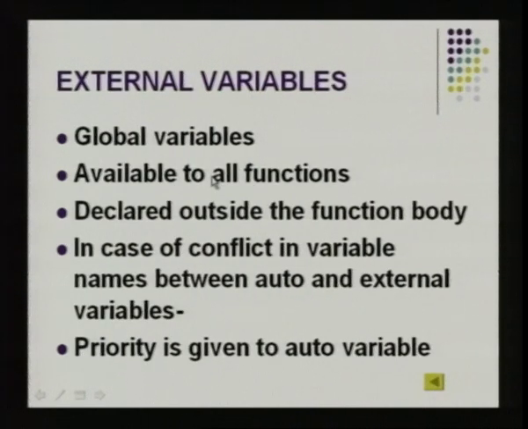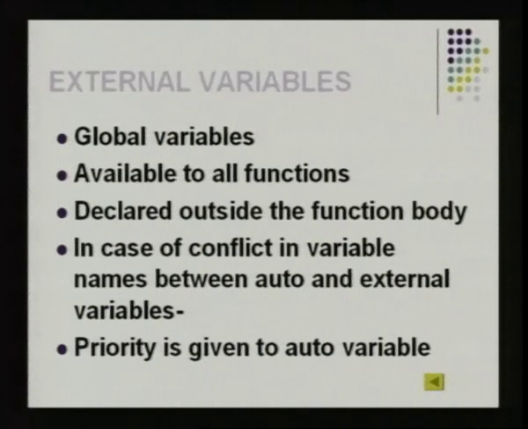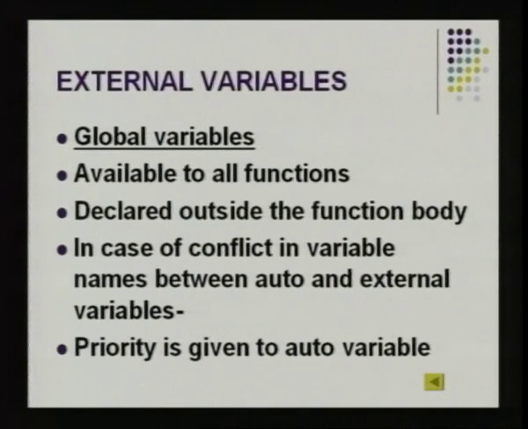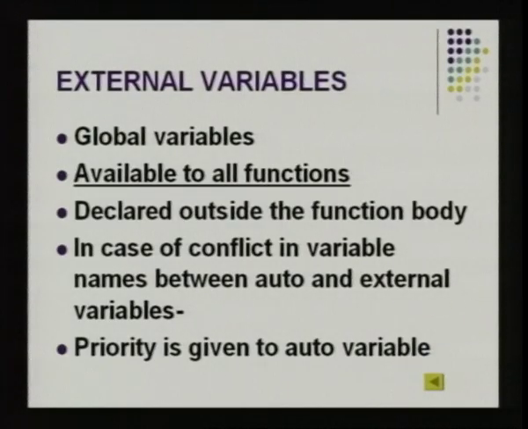Next, you have external variables. These external variables are also called global variables. We already know what global variables are. Variables that are declared outside all functions, which are available throughout the entire program, can be seen and accessed by all the functions, are called global variables. That is a feature of these external variables. They are available to all the functions.